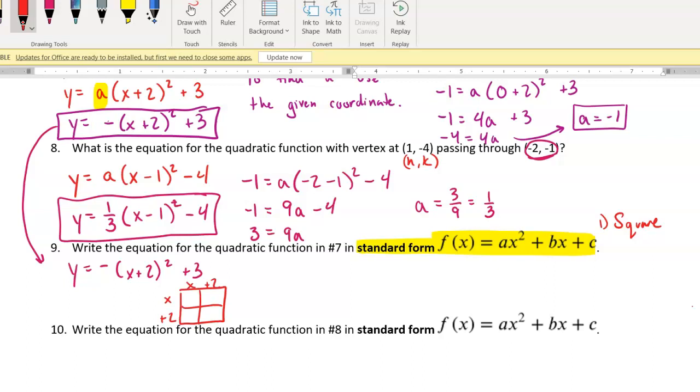I like to use this box method. This box method just helps give you a visual. So we're going to multiply x plus 2 times x plus 2. So watch what happens. When we multiply x times x, we get x squared. X times 2, we'll write that as 2x. 2 times x, we'll go to the bottom row now. 2 times x is 2x, and 2 times 2 is 4.